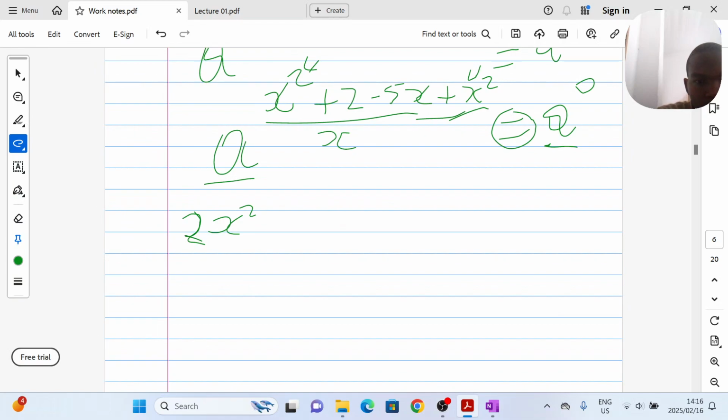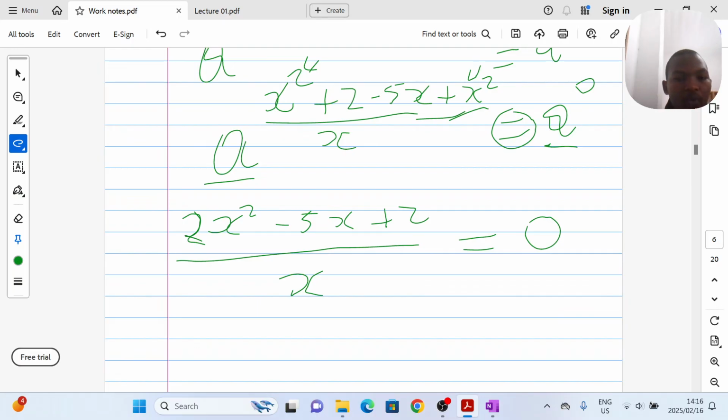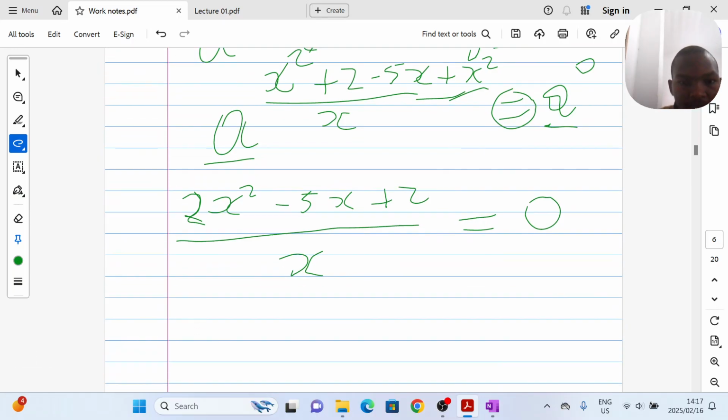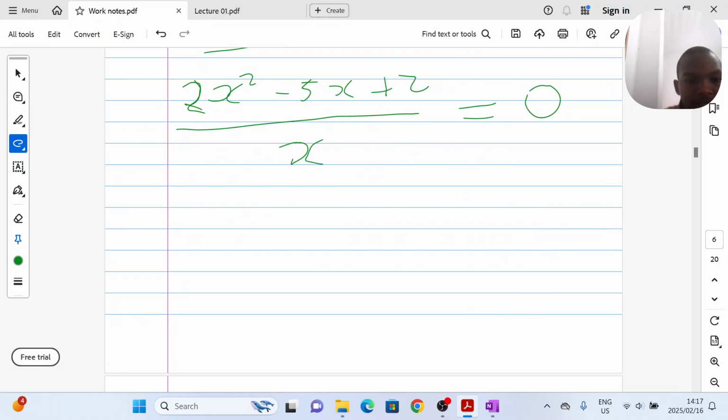So 2x squared minus 5x plus 2, all over x, is equal to 0. Now we are there. But take note that if x is equal to 0, the expression on the left-hand side of the equal sign is going to be undefined. So x cannot be equal to 0, because this expression would be undefined on the left.